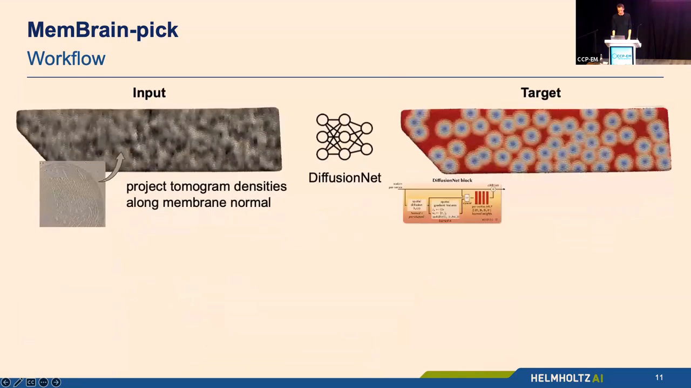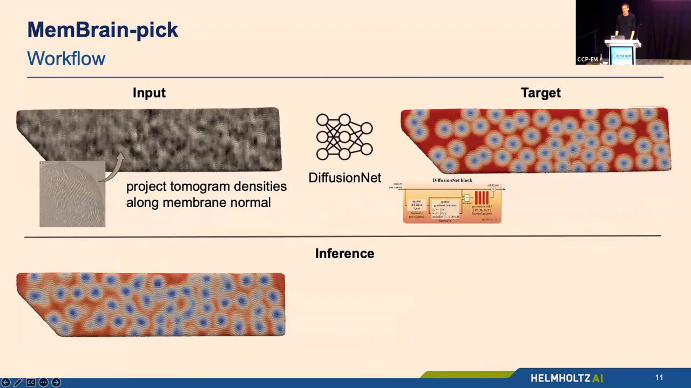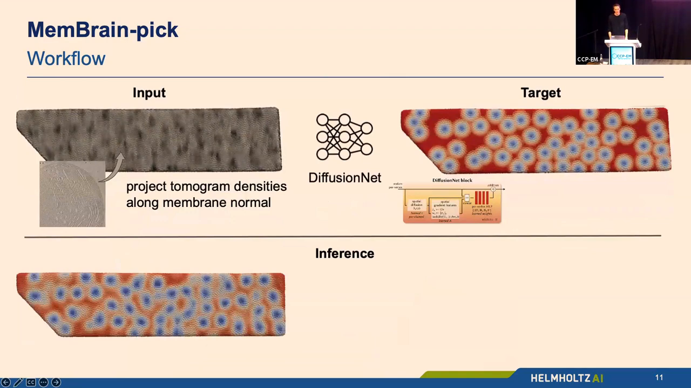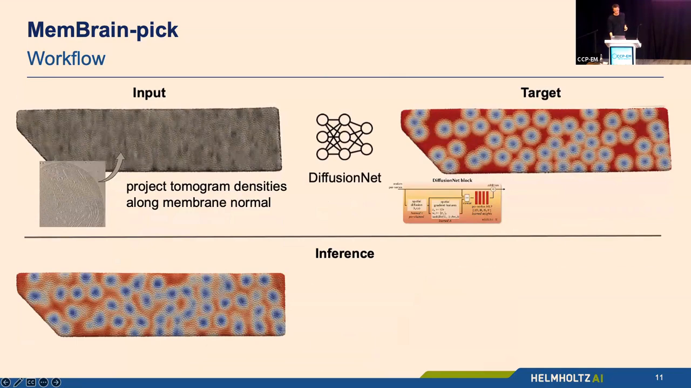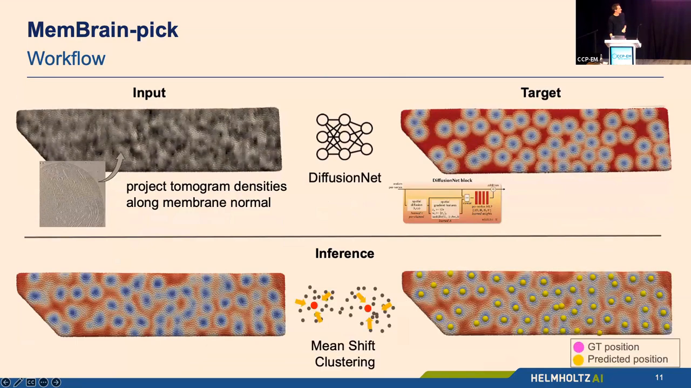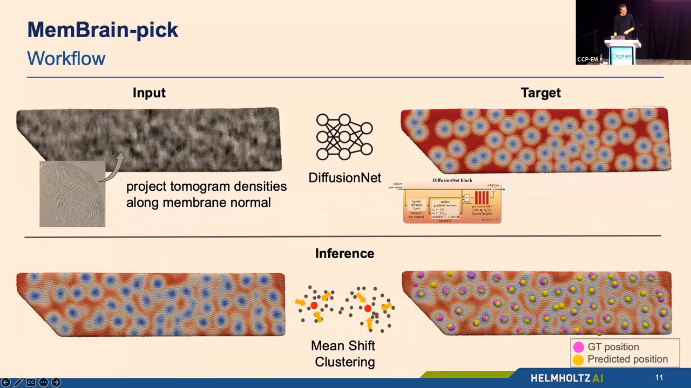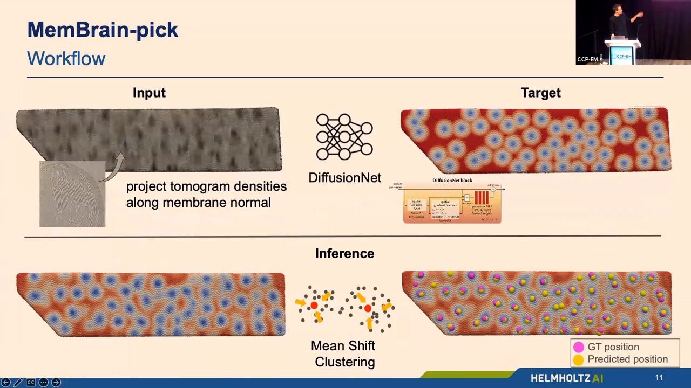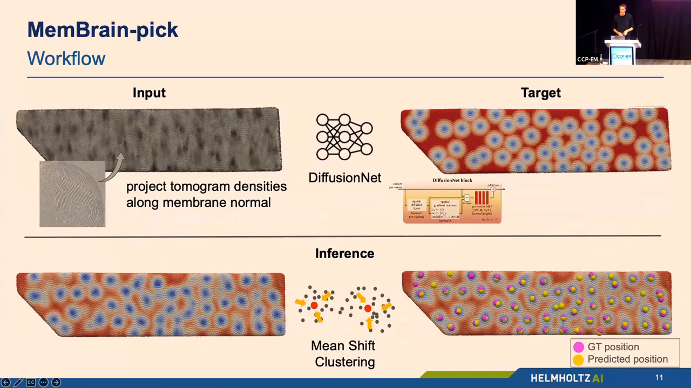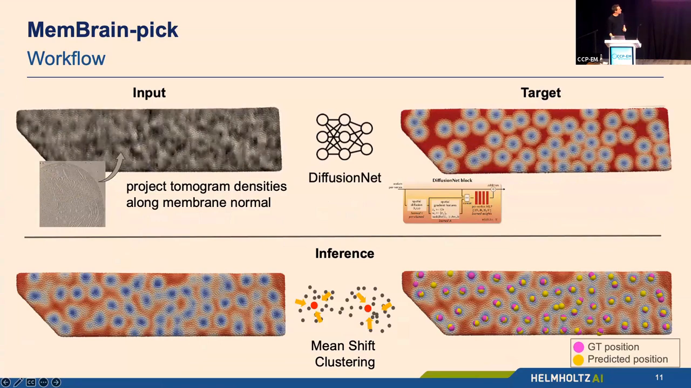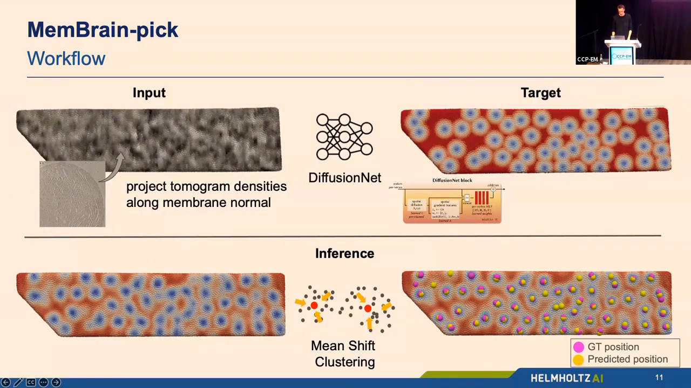So this is how we train the model. Then for inference, we feed in such a membrane, and we get out a heat map, something like that. And you can already pretty well see where the protein should be. So we just do some mean shift clustering to get out some positions where proteins could be. If we compare that to the ground truth positions, the ones that I showed up there, then basically all of the ground truth positions are captured. There are some additional predicted positions where I think there could be something, and that is something that we would need to look into here.